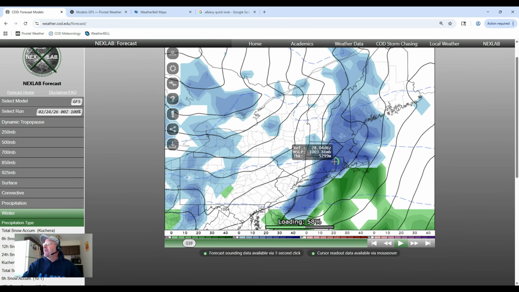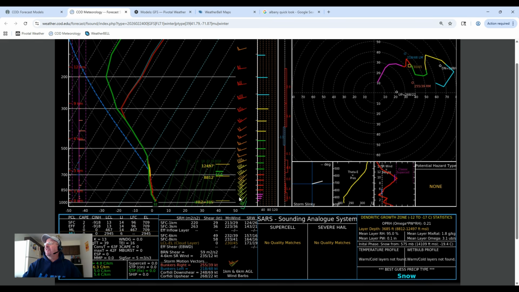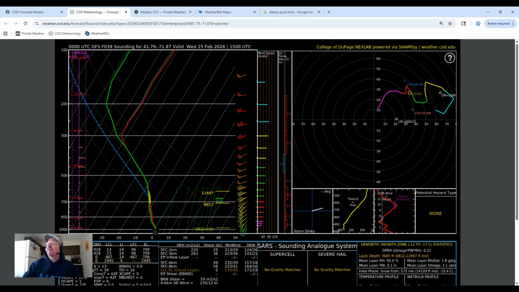So here's the Skew-T. It's called the sounding, and let it load up here. And you can see here, this is the sounding. This is as you go up in the atmosphere. These are your levels: 1,000 millibars, 850, 700, 500, 300, 200. And the red is the temperature. The green is the dew point, and you can see the temperature and the dew point are together the whole way, and it's all below freezing.